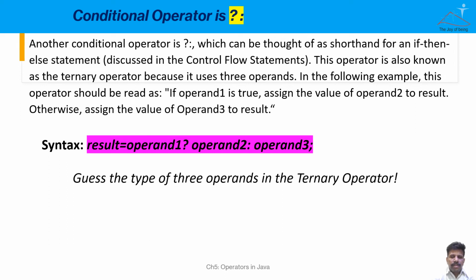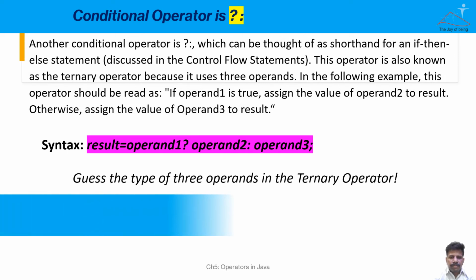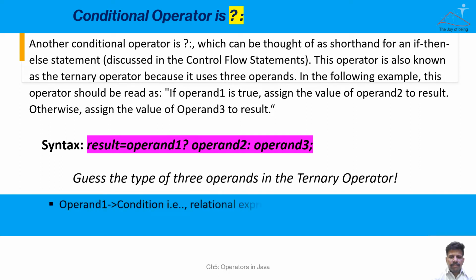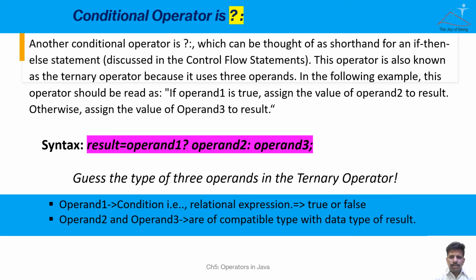Since there is a condition in operand 1, it is called the conditional operator. Now you can guess the type of operand 2 and operand 3. For this example, the data type of operand 2 and operand 3 will be compatible with the result, because the values of operand 2 and operand 3 will be assigned to the result. So operand 1 will always be a condition whose value is either true or false, and operand 2 and 3 are of compatible type with the type of the result variable if we use it this way.